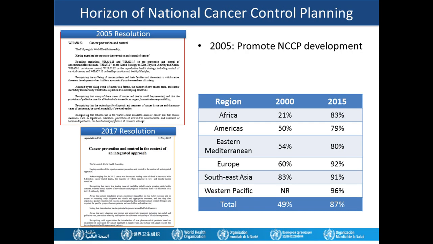As many also know, there was a cancer resolution in 2005, and one of the heavy focuses in the 2005 resolution was to tell countries make a plan. Cancer plans must be a priority, and as you can see looking at the number of countries that do have plans, it increased significantly between 2000 and 2015, from about 50% in 2000 to nearly 87% in 2015.